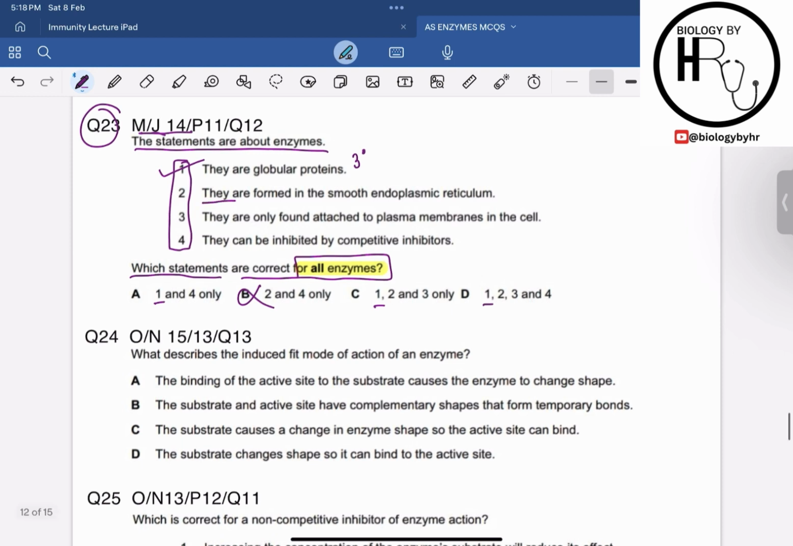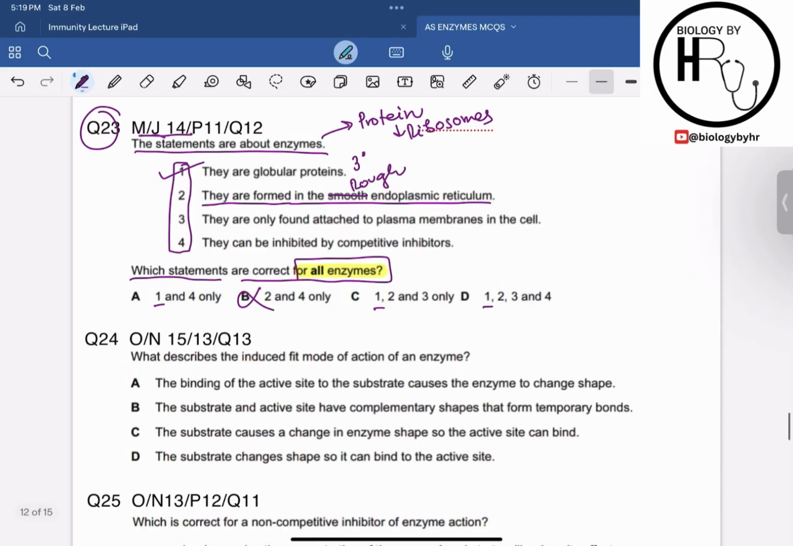Then they say that they are formed in the smooth endoplasmic reticulum. We know that enzymes are protein in nature, and proteins are synthesized in the ribosomes, and ribosomes are attached to the rough endoplasmic reticulum, right? Rough endoplasmic reticulum, not the smooth endoplasmic reticulum. So it is incorrect. They are only found attached to the plasma membrane in the cell. No, they can be found freely in the cytoplasm as well. Enzymes are of 2 types, intracellular enzymes and extracellular enzymes. We have both types of enzymes, right? So statement 3 is also incorrect.